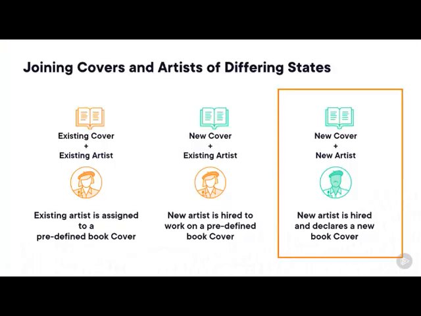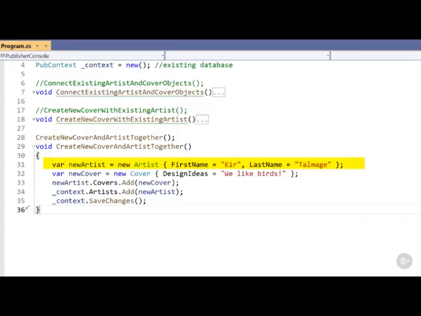A third pattern would be if you were creating the artist and the cover at the same time. In our business model, it doesn't really make sense to do that, but there are surely other domains and scenarios where it makes perfect sense to do that. So let's use our model to see that pattern. Here I'm creating a new artist, Keir Talmadge.